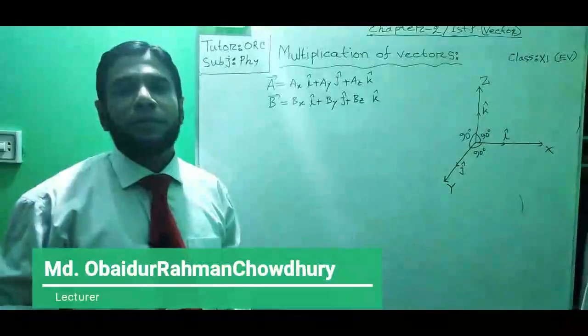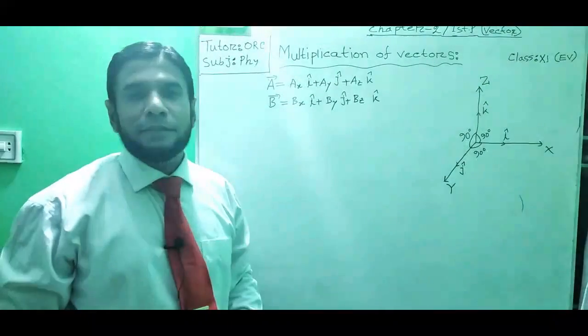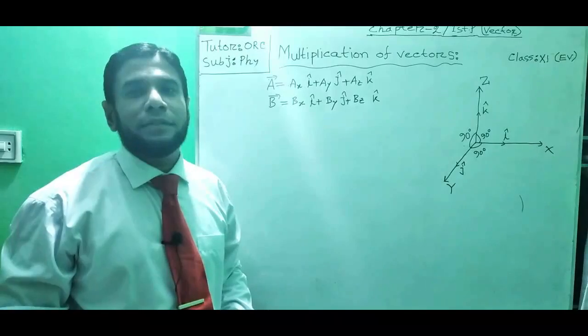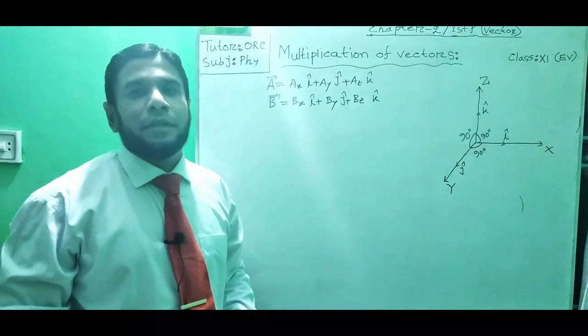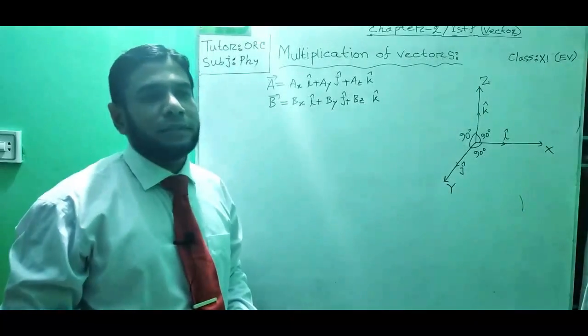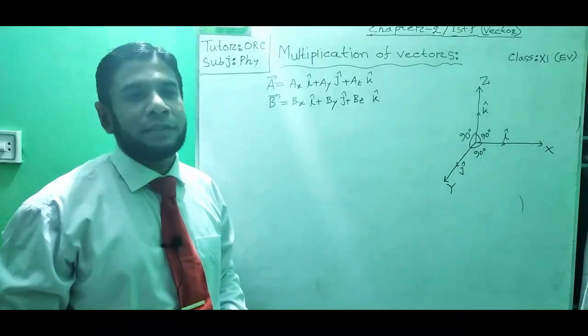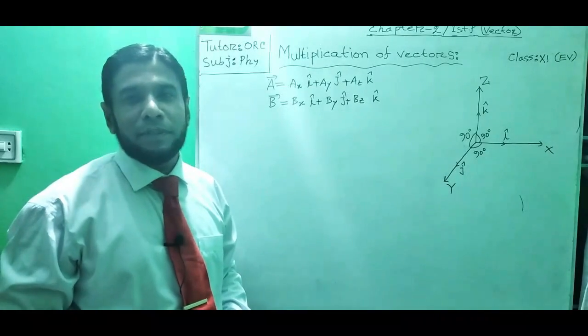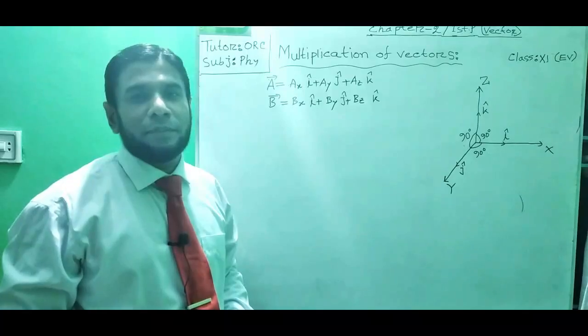Dear students of English version 11, now we will discuss important properties of the scalar product. When we multiply two three-dimensional vector quantities, the resultant is according to the dot product. Now we will discuss this.